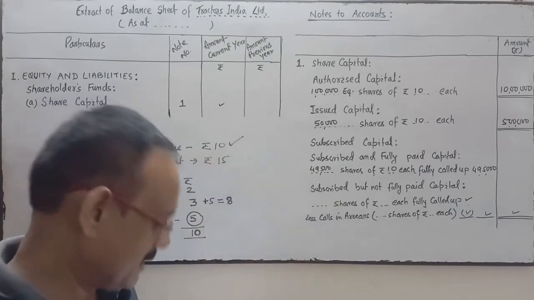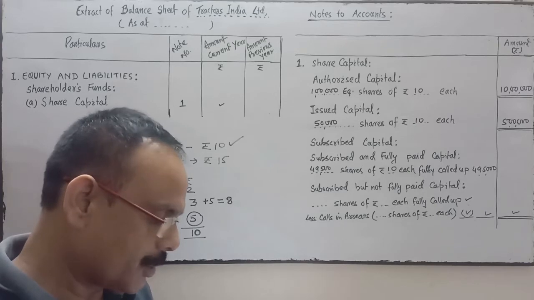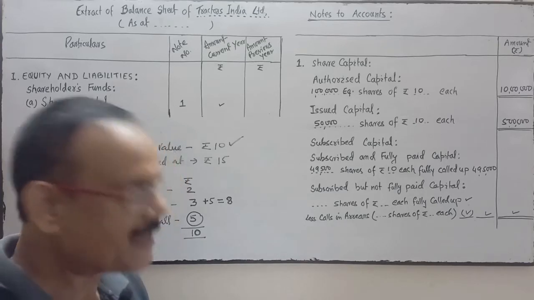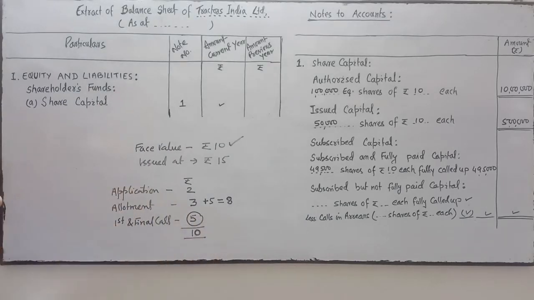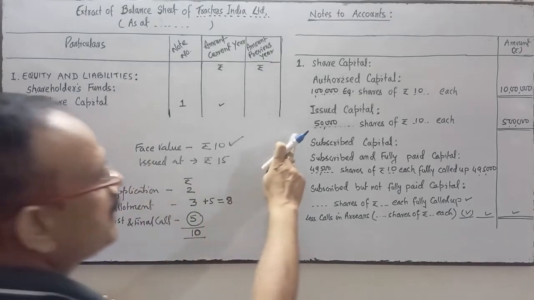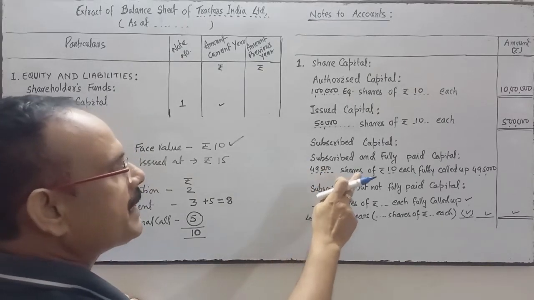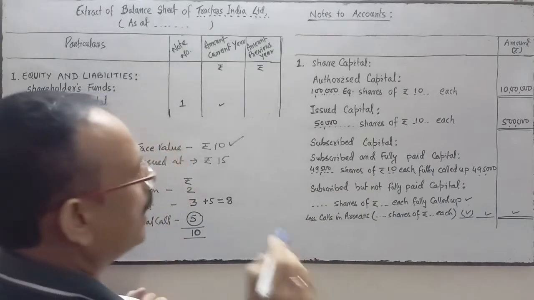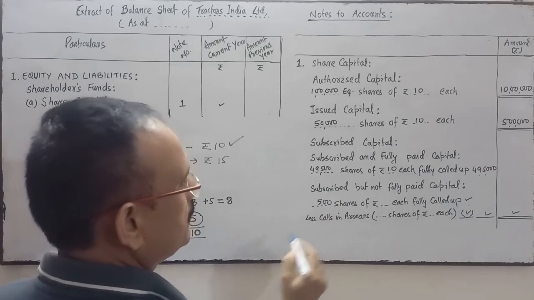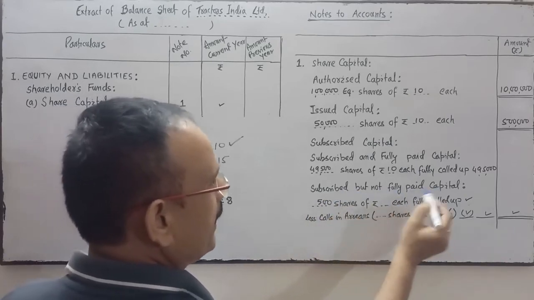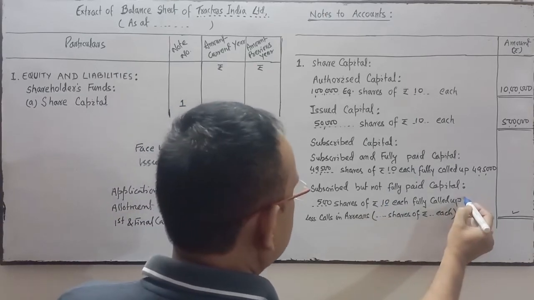Out of the 50,000 shares, only the 500 shares allotted to Balram, he has not paid the money on first and final call. So on 49,500 shares the company got the full amount, and the 500 shares come under subscribed but not fully paid, of rupees 10 each, it is 5,000.